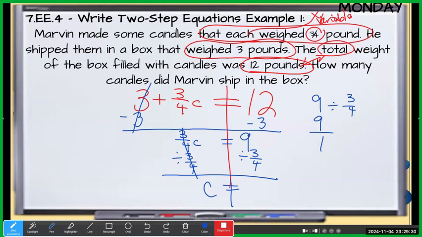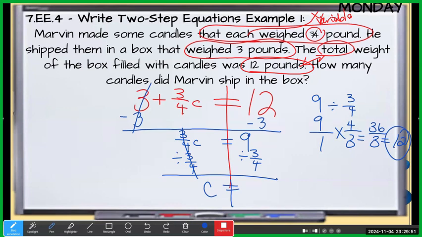The division is changing to what? 3/4 changes to. Good job. 9 times 4. 3 times 1. Good job. 36 divided by 3. So how many candles are we putting in? 12. Any questions on it?